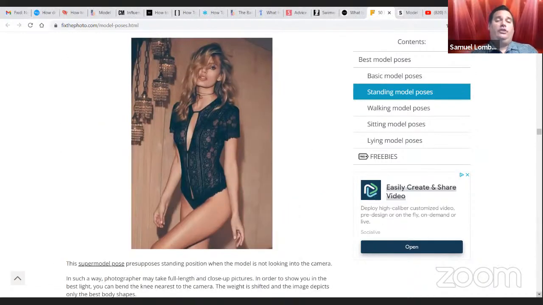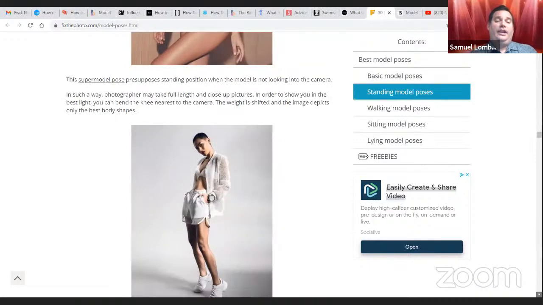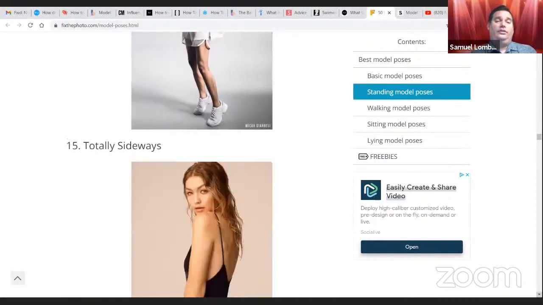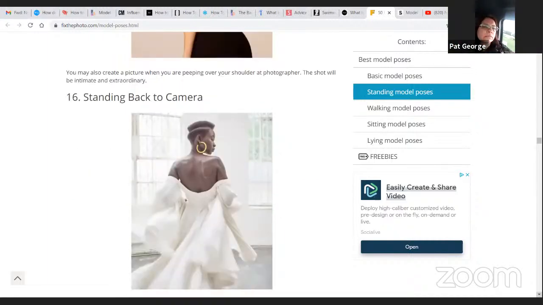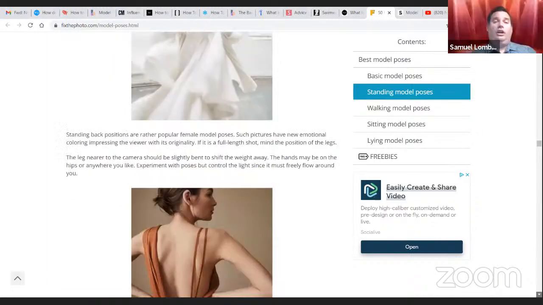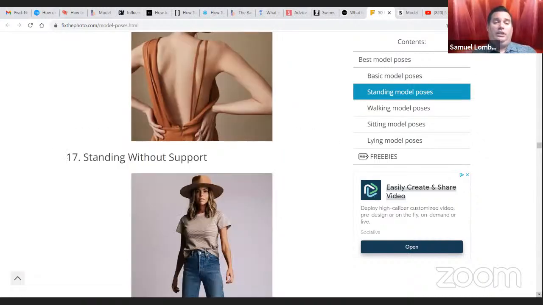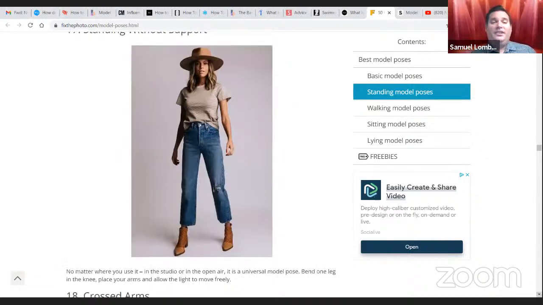Almost sideways is another one. We have that. Totally sideways. Standing back to camera. So these are other poses that you'll be learning to do as well.